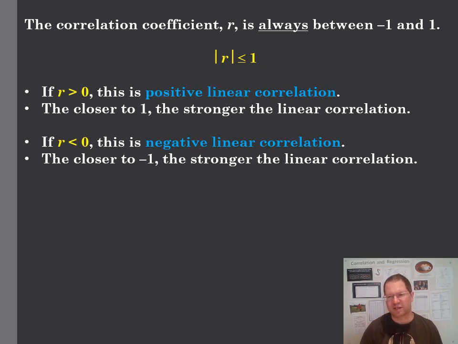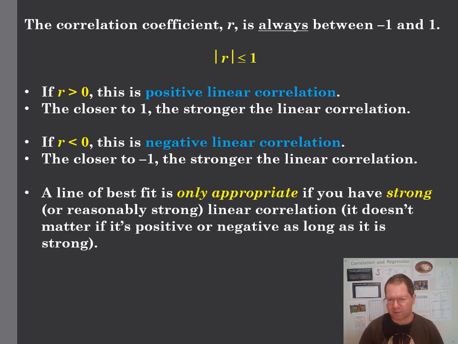If R is greater than 0, then as you'd expect, that's positive linear correlation. If it's less than 0, that's negative linear correlation. The closer to 1 or -1 you're getting, the stronger the linear correlation, and we will determine whether or not things are valid in terms of correlation or not when we get to hypothesis testing.